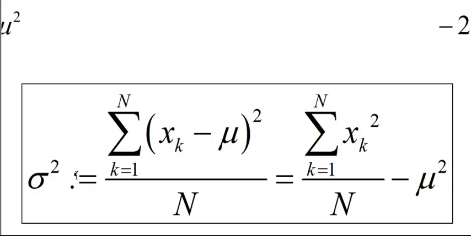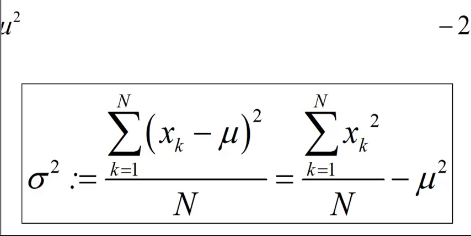By definition, colon equal means defined to be equal. It's defined to be equal to this: take the x sub k's minus mu, then square them, then add them up, and then divide by n. But we can get the same answer by taking all the x's and squaring them first, then adding them up, dividing by n, and then subtracting mu squared.